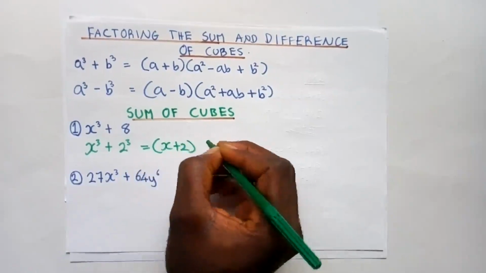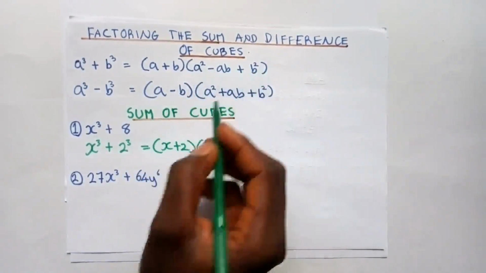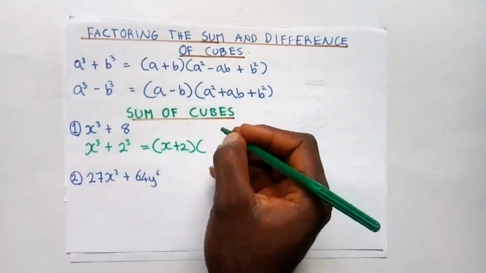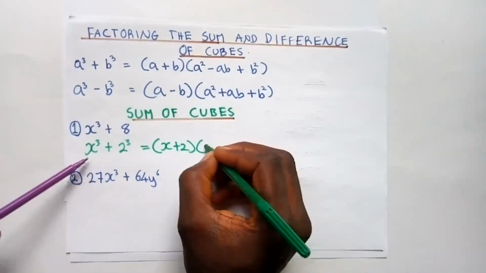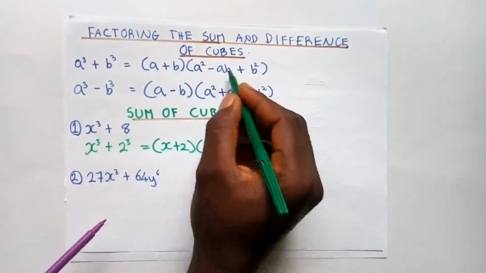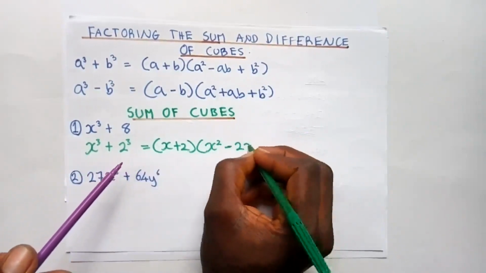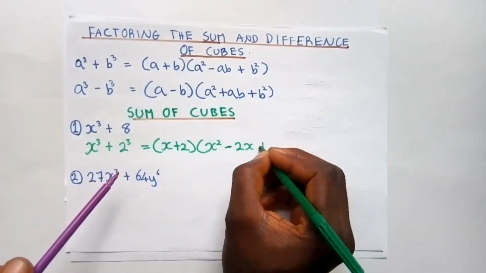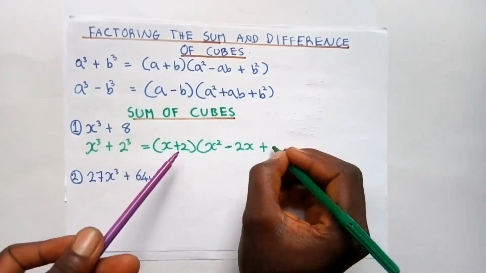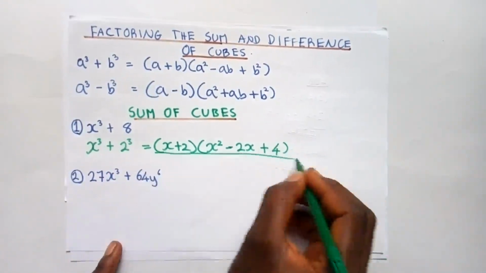x plus 2, then a squared minus ab plus b squared. So a squared, which is x squared, minus ab, that is 2 multiplied by x, 2x, plus b squared, where b is 2. 2 squared is what? 4. So this becomes the answer.